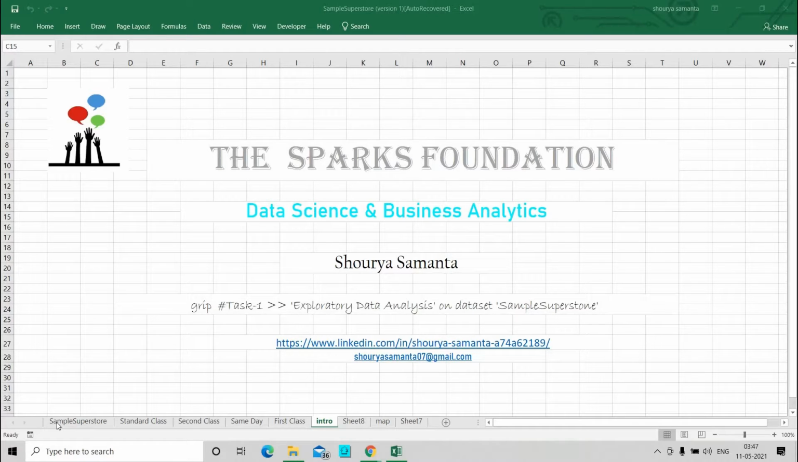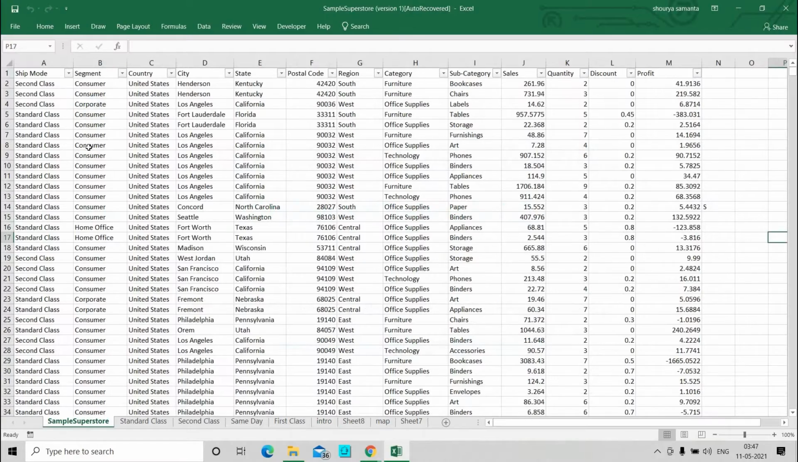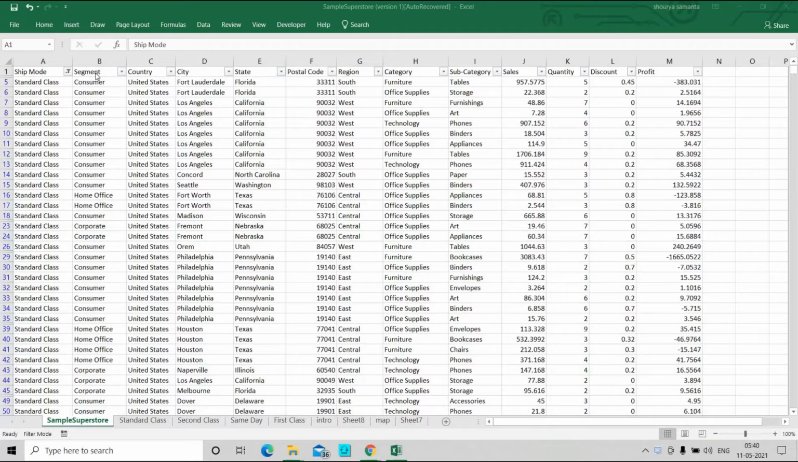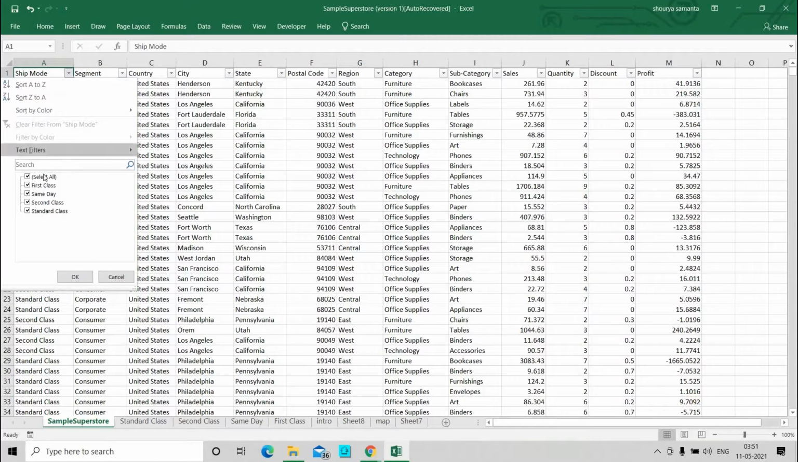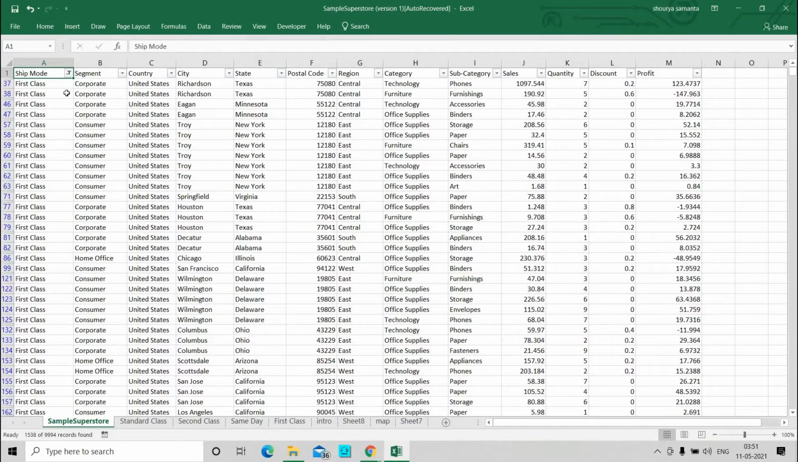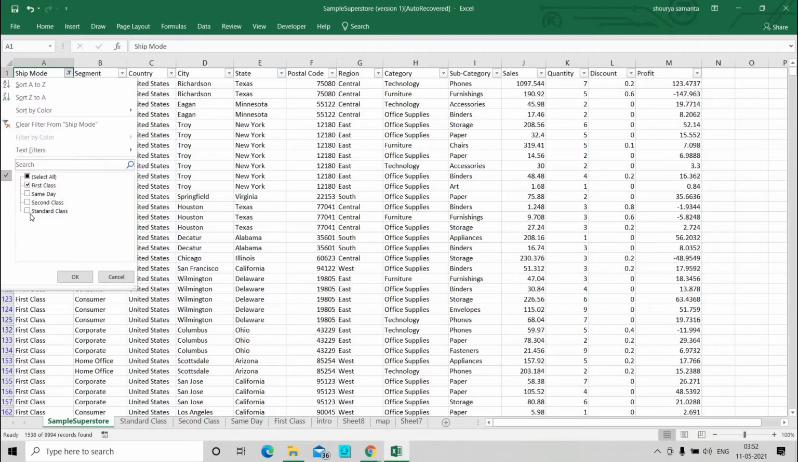First, this is our sample Superstore dataset. I have added filters here in the labels on the first row. Using these filters, we can choose and extract any type of data. Like if we want only the first class shipments, we will go here and select only the first class, and this is all the data for only first class shipments. If we want standard class, we will do the same. We will select only standard class, not the first class.